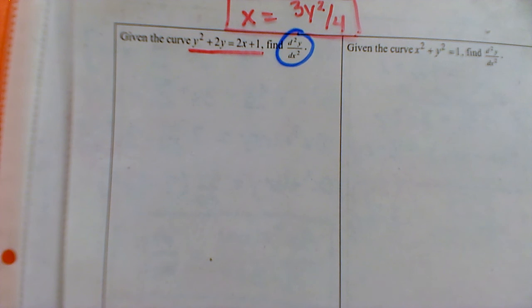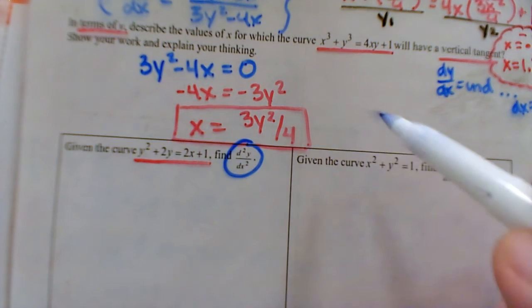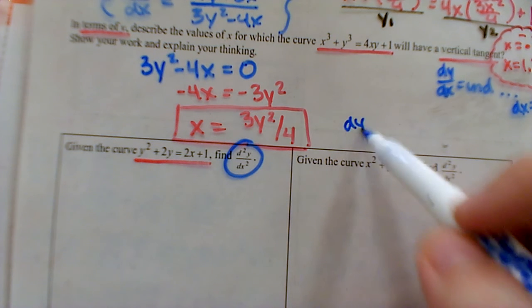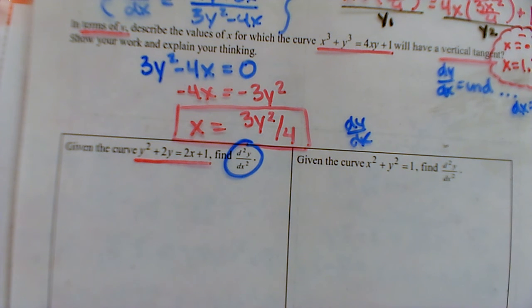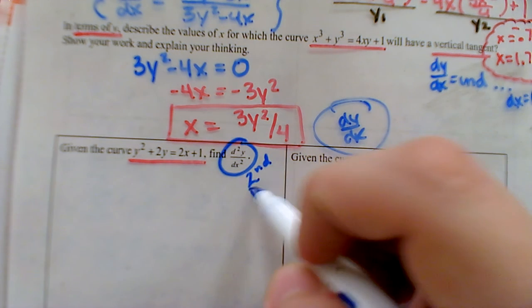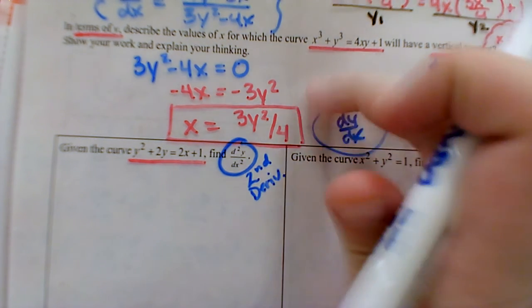D squared y over dx squared. Can you make a guess? An educated guess. Not even close. Okay. Well, that kind of looks like dy over dx, right? Just with twos in there? What do you think the two is representing? Something to a power, it could be. This represents the first derivative. That's the second. Why is it written so weirdly? I know, it's written weirdly.